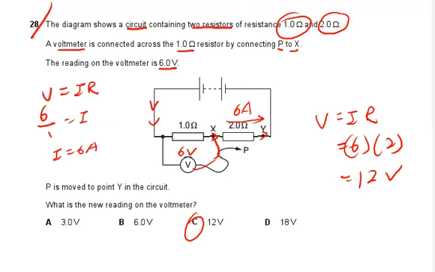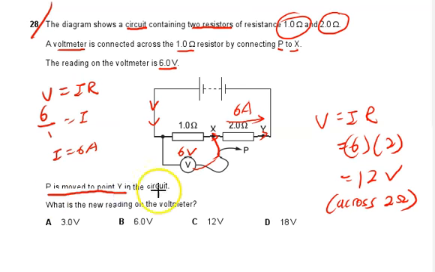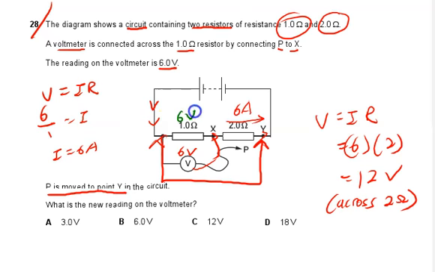Oh, sorry, this is a small error. This 12 is across the 2 ohm. So when they're asking the total P to Y, which means the entire thing, from here to here, here is about 6 voltage and here is about 12 voltage. So the total here is about 18 voltage. Okay, the answer is D here. It's not C, D.